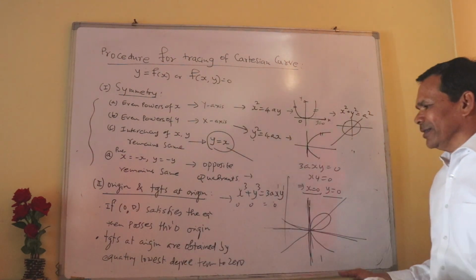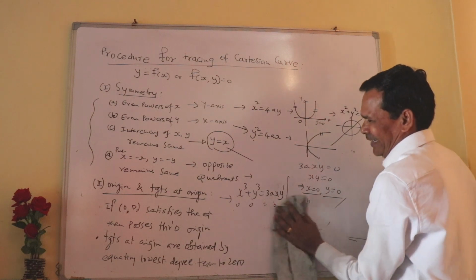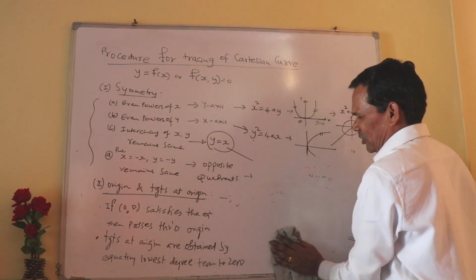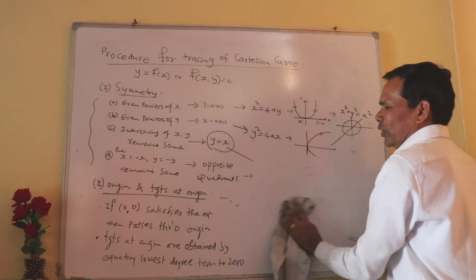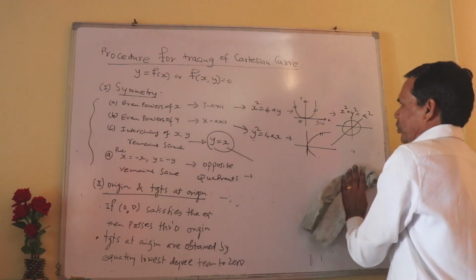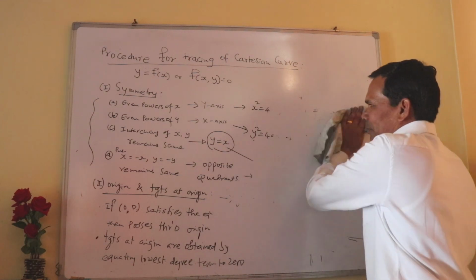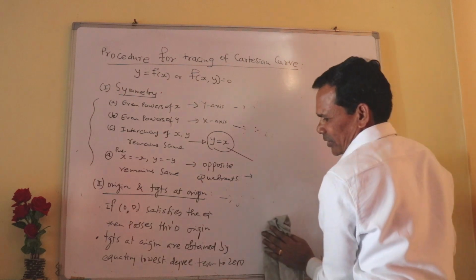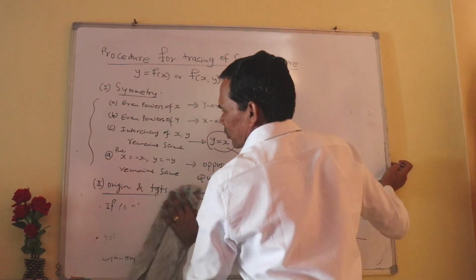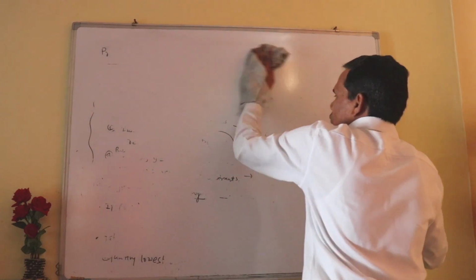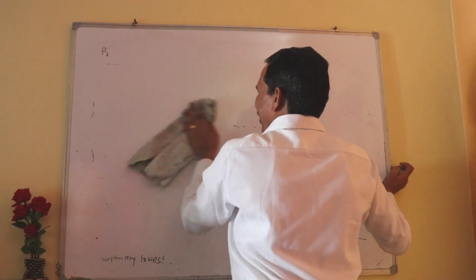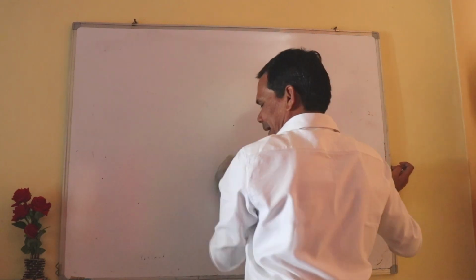Okay, so this is the way we can check out the origin and tangents at origin. The ellipse also does not pass through the origin. The hyperbola xy equals c square does not pass through the origin. We go for the next point, that is, point of intersection.